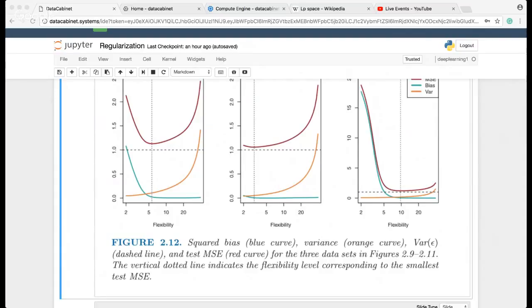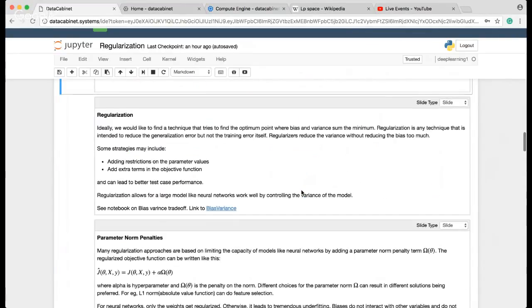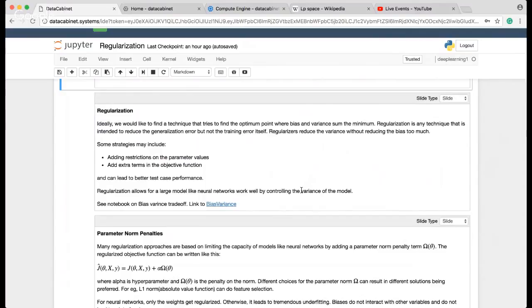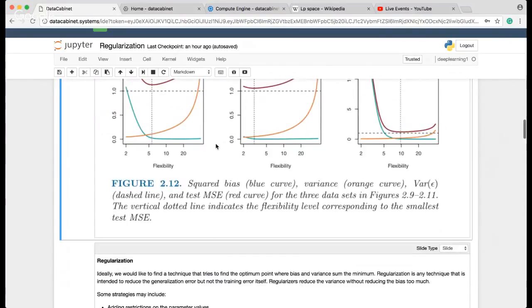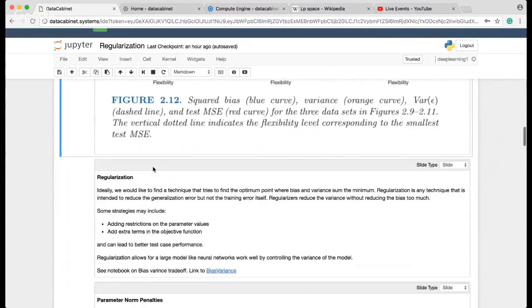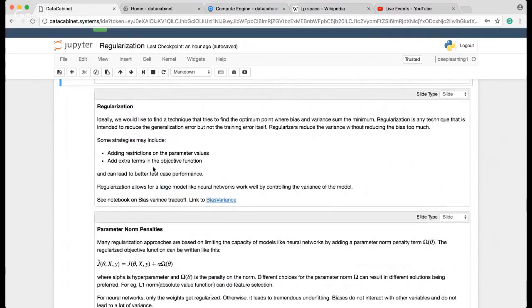Okay, let's get back. So now let's go to regularization. So what is regularization? Ideally, like we saw in the bias-variance trade-off, we would try to find the optimum point, which is this point, to minimize the test error. But regularization is a way in which we try to reduce the variance, but not increase the bias too much.